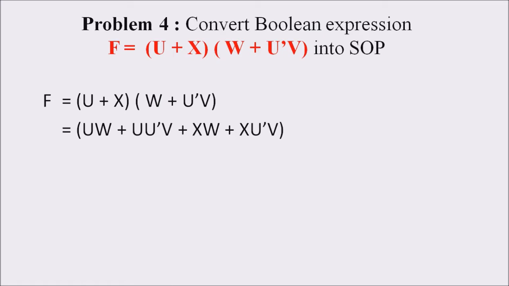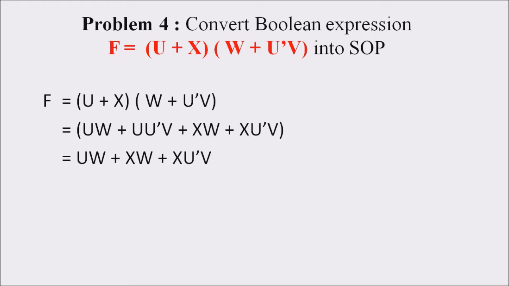Here, the second term, that is UU bar V, will become 0 because U into U bar is always 0, and 0 into V results in 0. Therefore, the given function will be reduced to F = UW + XW + XU bar V.